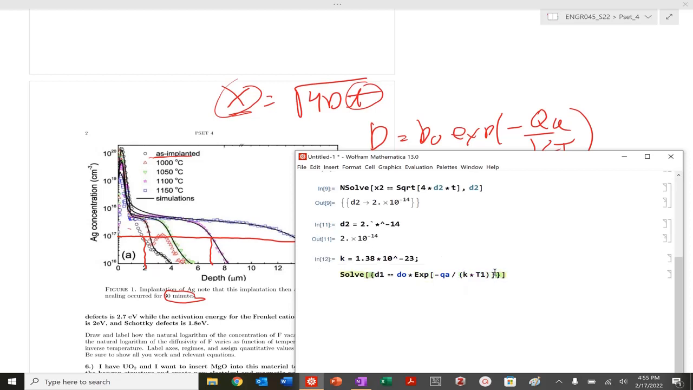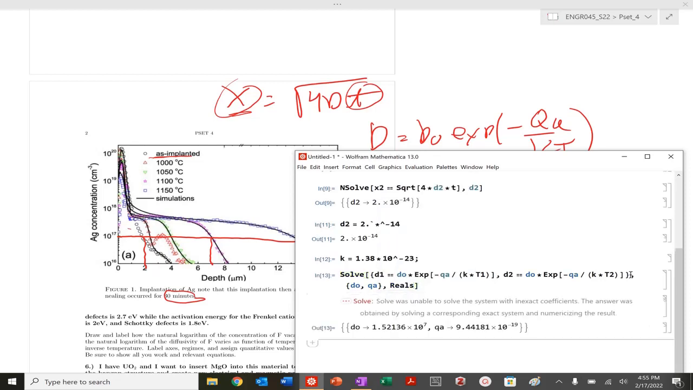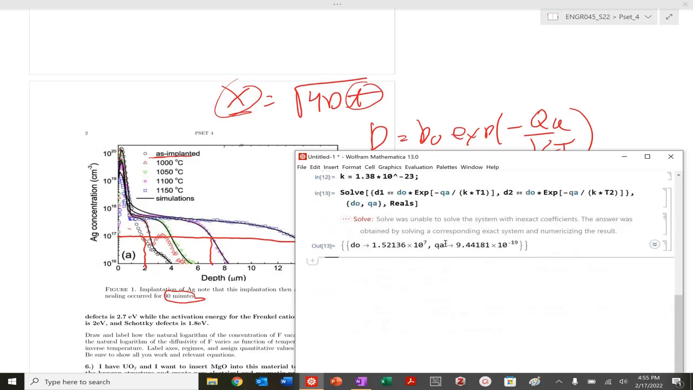There we go. And then I'm going to copy this and just do the same thing, but for my D2, T2. I want to solve for D naught and QA, and I want it to give me my real values. And there you go. So I'm going to write these down right now because they may come in handy in just a second. So those are my values, at least the ones that I've calculated.